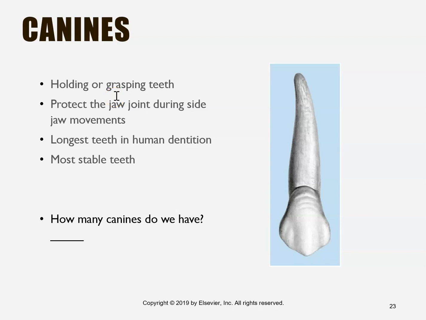Think about a dog. A dog will use the canine to grab its prey, right? To hold its prey. So same thing here. Canine is there to, it's known as your holding or grasping teeth. So anytime you want to grasp some food, the canines will do the job.